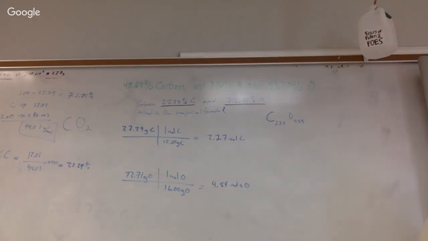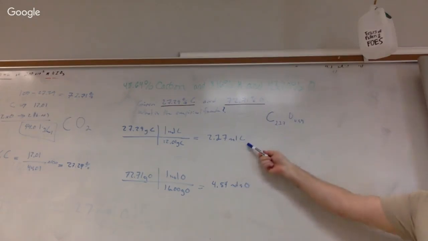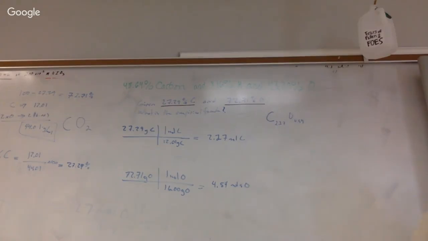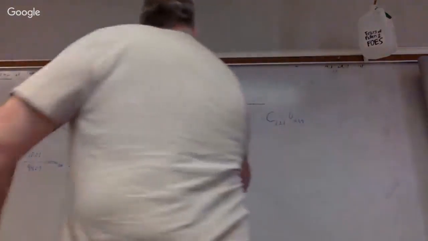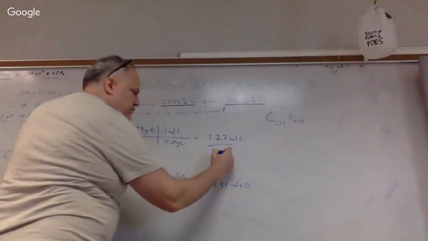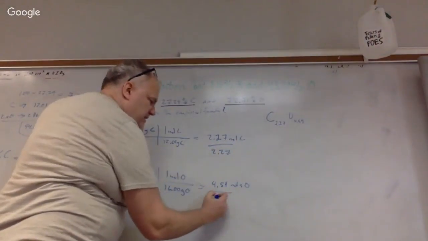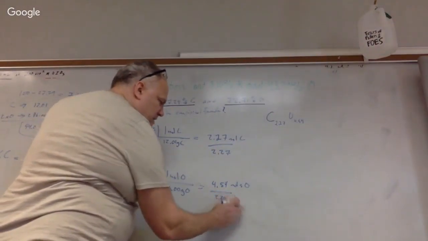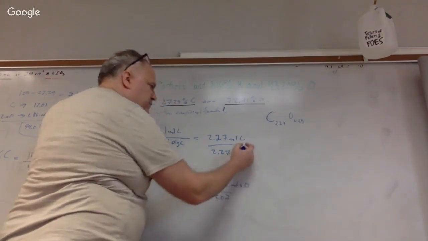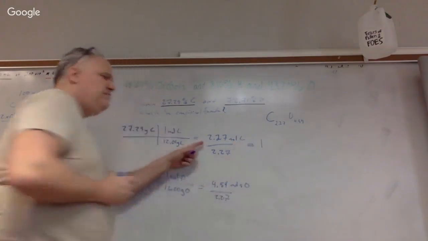And so we're going to do another Jedi trick. The Jedi trick is simply this. When you've converted to moles of both things, take the smaller of the moles and divide them into both. So would you agree with me that 2.27 is smaller than 4.54? So what I'll do is I will take that and divide by 2.27, and this and divide by 2.27. Now we do this because we know automatically one of them will be equal to 1.